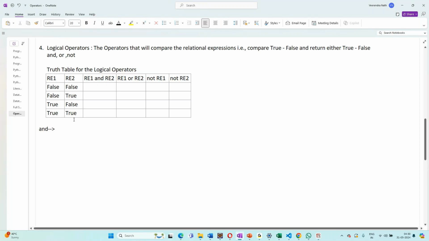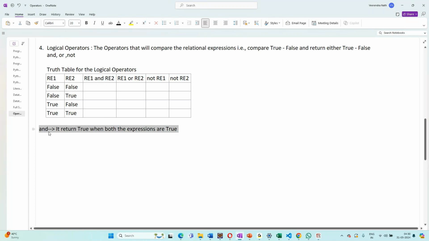So it returns true when both the expressions are true. Okay, so it returns true when both the expressions are true.